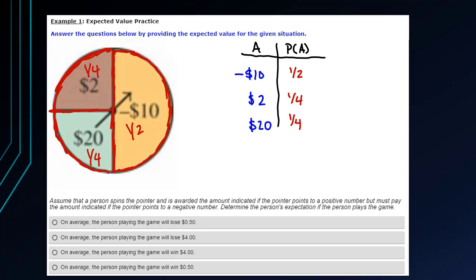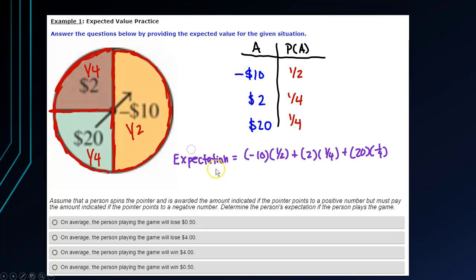So to find the expectation of this, how much we're going to win or possibly lose, because some of the choices down here, they lose 50 cents, they lose $4, they win $4, or they win 50 cents. I've got to find out which one of these it is.